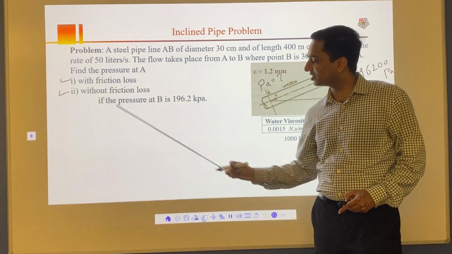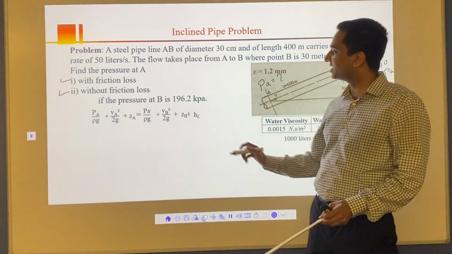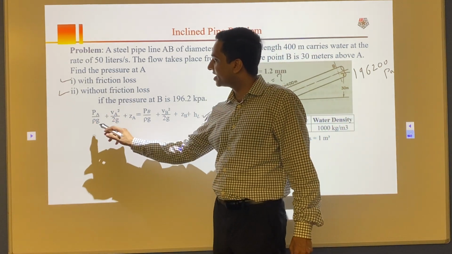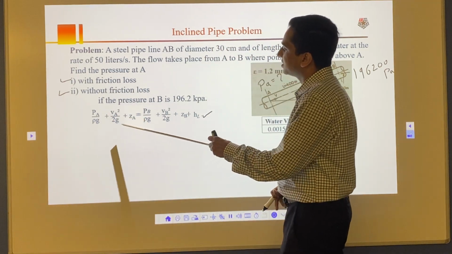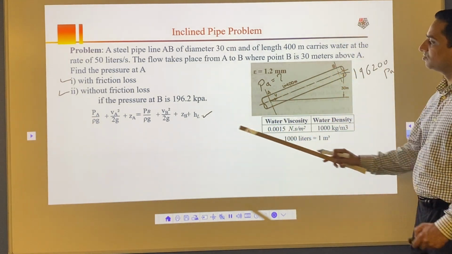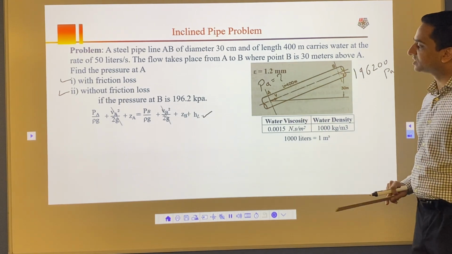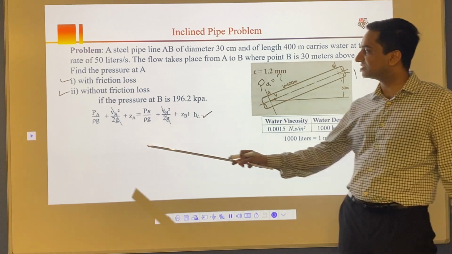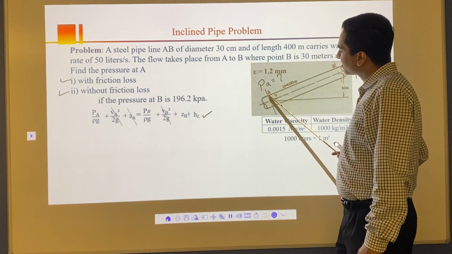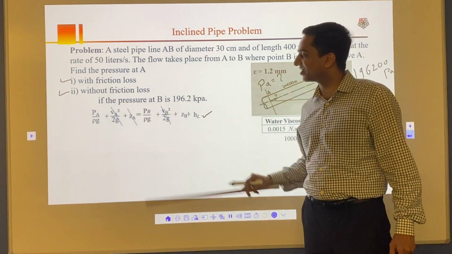For that, we are going to use Bernoulli's equation from point A to point B, considering the friction, by considering this HL. So here we have PA by rho g, VA square by 2g, plus ZA, equal to Bernoulli's equation at point B with friction loss. As the area of cross section of this pipe does not change, the velocity is the same, so I'm going to cancel VA and VB. Then this base height is 0, so I'm going to cancel that out.